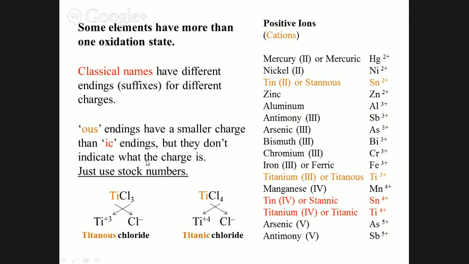We just use the stock numbers, because the stock numbers tell you immediately what the charge is. Whereas with the classical name, I can compare, but I don't know what the charge is. I would have to work my way backwards. So here again, chlorine, -1 charge. Doing the reverse crisscross, I need a +3 titanium ion to balance out 3 chlorines. Over here, I needed a +4 titanium ion to balance out the 4 chlorines. Well, the +4 is titanic chloride. The +3 was titanous chloride.